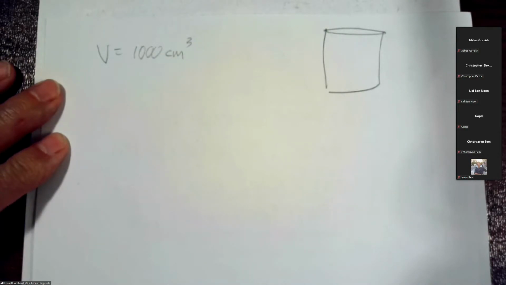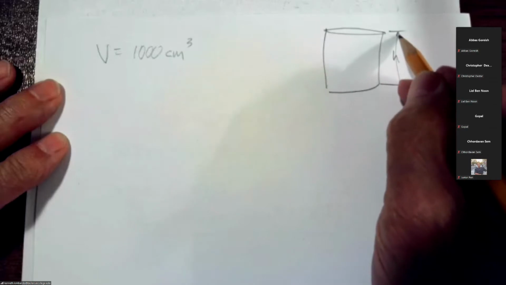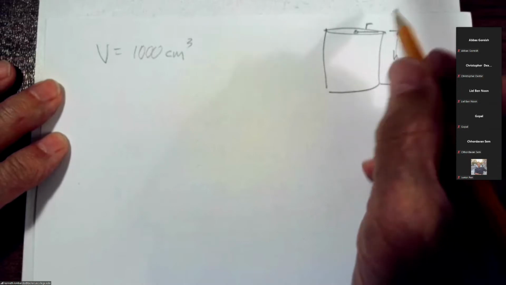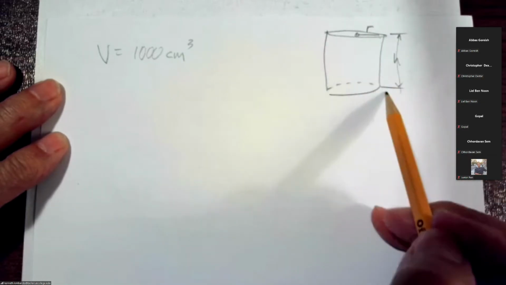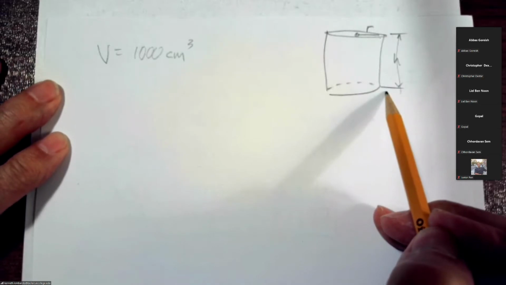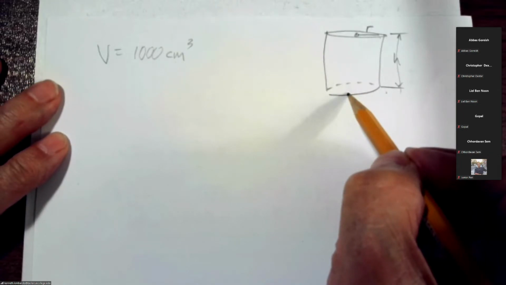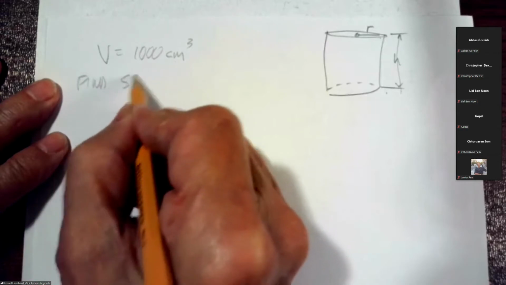what we're asked to find, given that we have this, we don't know what this height is. It's going to be some height, and it's going to be some radius, whatever that is. So here's a cylinder with this radius and this height. And we know the volume of this thing is 1,000. And I'm going to ask you to find the surface area.